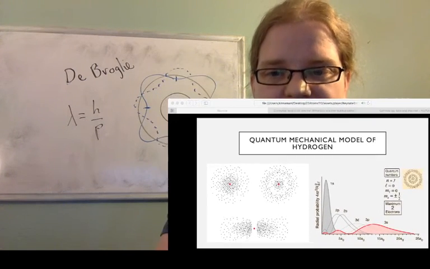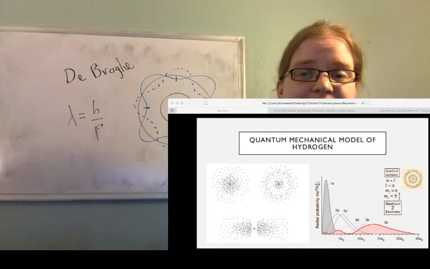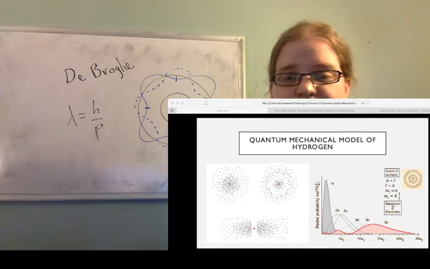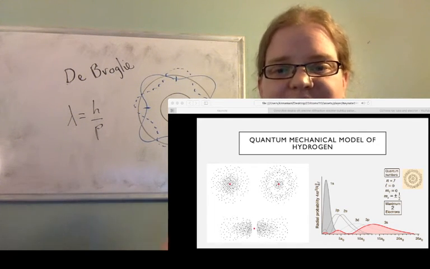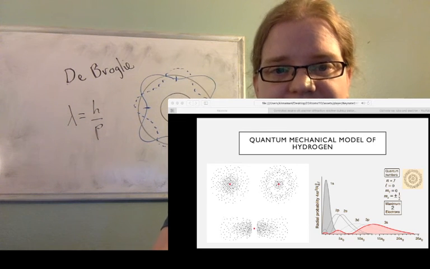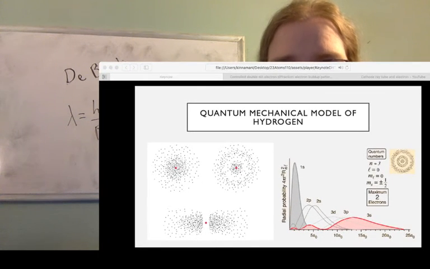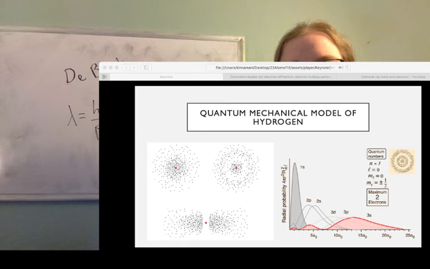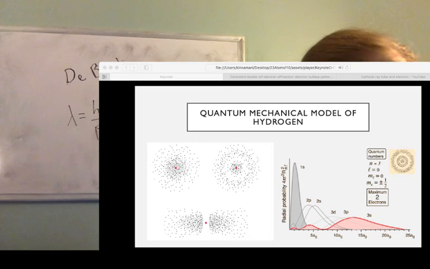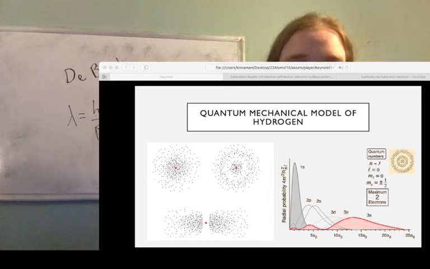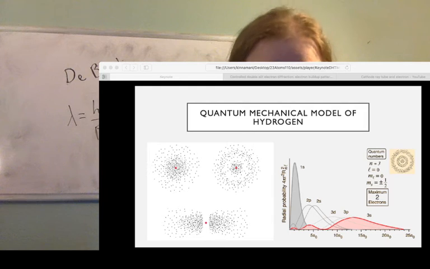A better model is our quantum mechanical model, and this was developed by Schrodinger, the Schrodinger equation. Basically, it takes the idea of standing waves, but we get more complex patterns. It's not just a single standing wave in a circle. But I did want to show you this because this is the best representation of hydrogen that exists.